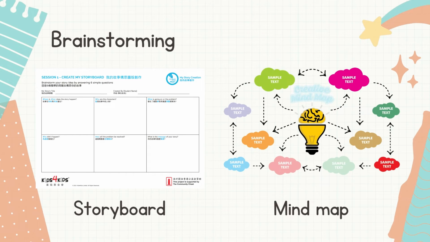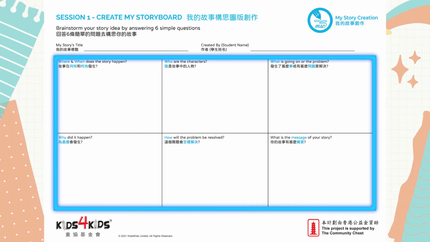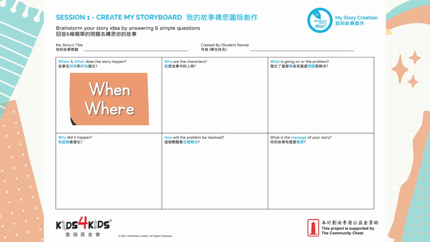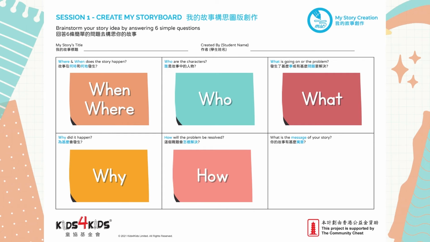Before you start writing, it is important to first brainstorm some ideas. You can make use of either a storyboard or something like a mind map for this process. Today, let me show you how to use a storyboard. As you can see, this storyboard consists of 6 boxes with a guiding question in each of them, addressing the when, where, who, what, why, how, and also the message of the story.